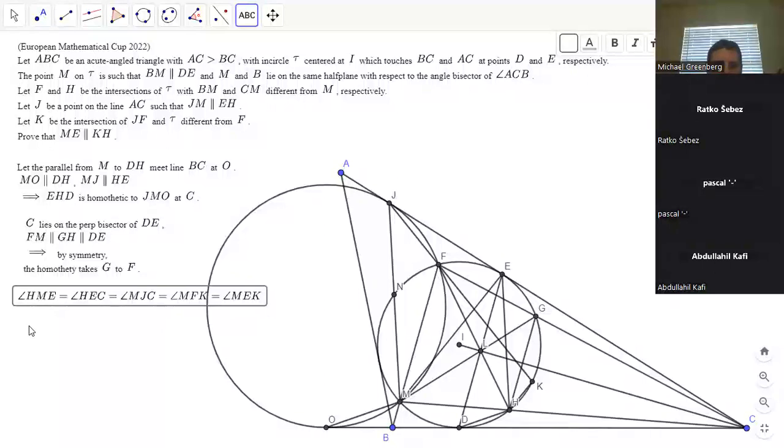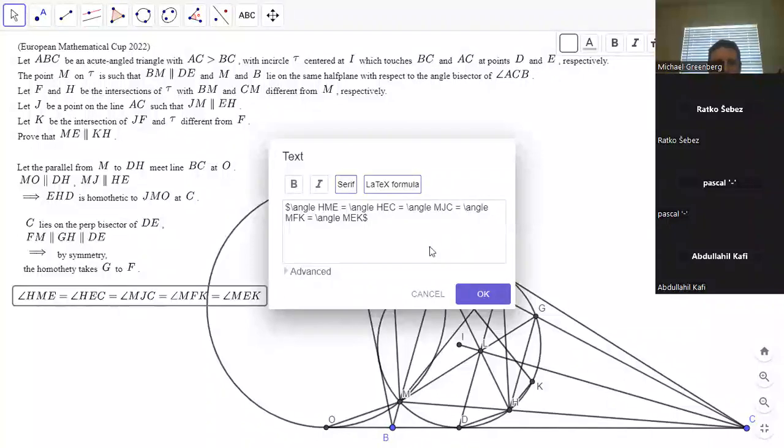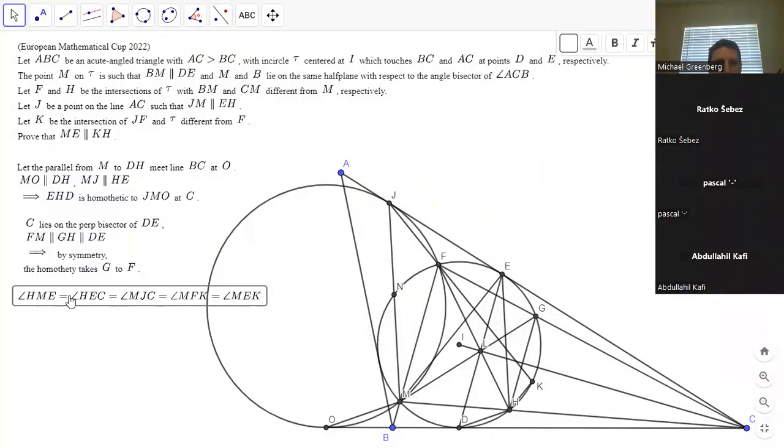ME is parallel to KH. HEC is, I want to say, yeah, it's MJC, which is MFK, which is MEK. And that solves it. All right, let's move on to the next one.